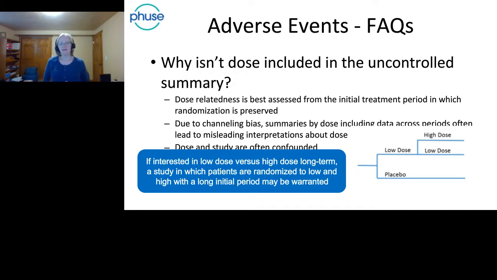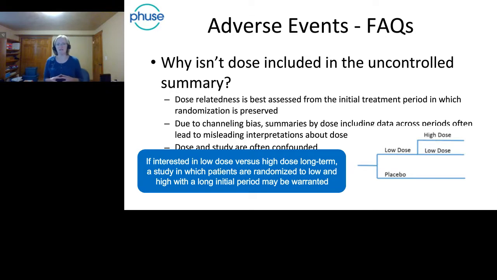The classic design to demonstrate this is the one shown on this slide. You might have low dose and placebo, and then at some point patients might get re-randomized to stay on low dose or go to high dose. Or it might be a titration study. Maybe everybody starts on low dose, and the people who are tolerating the low dose are allowed to go to high dose, like a titration type study. This design is the easiest one to understand what we mean by channeling bias.